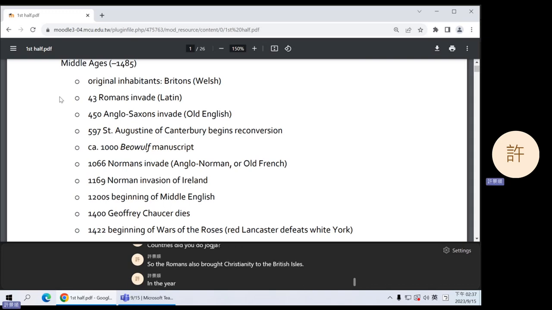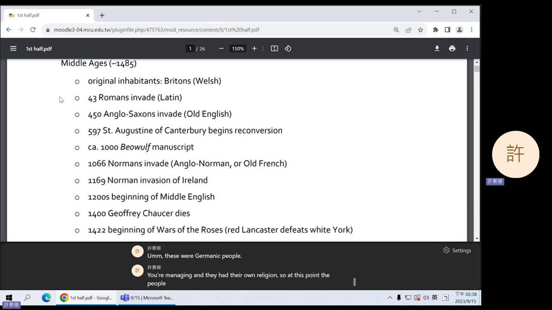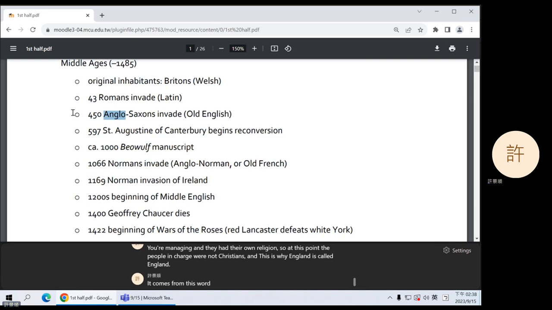In the year 450, another invasion happened. The Anglo-Saxons invaded. 盎格鲁撒克逊人. You don't really need to know the Chinese, right? It's the same thing. These were Germanic people, 日耳曼人. And they had their own religion. So at this point, the people in charge were not Christians. And this is why England is called England. It comes from this word, Anglo.